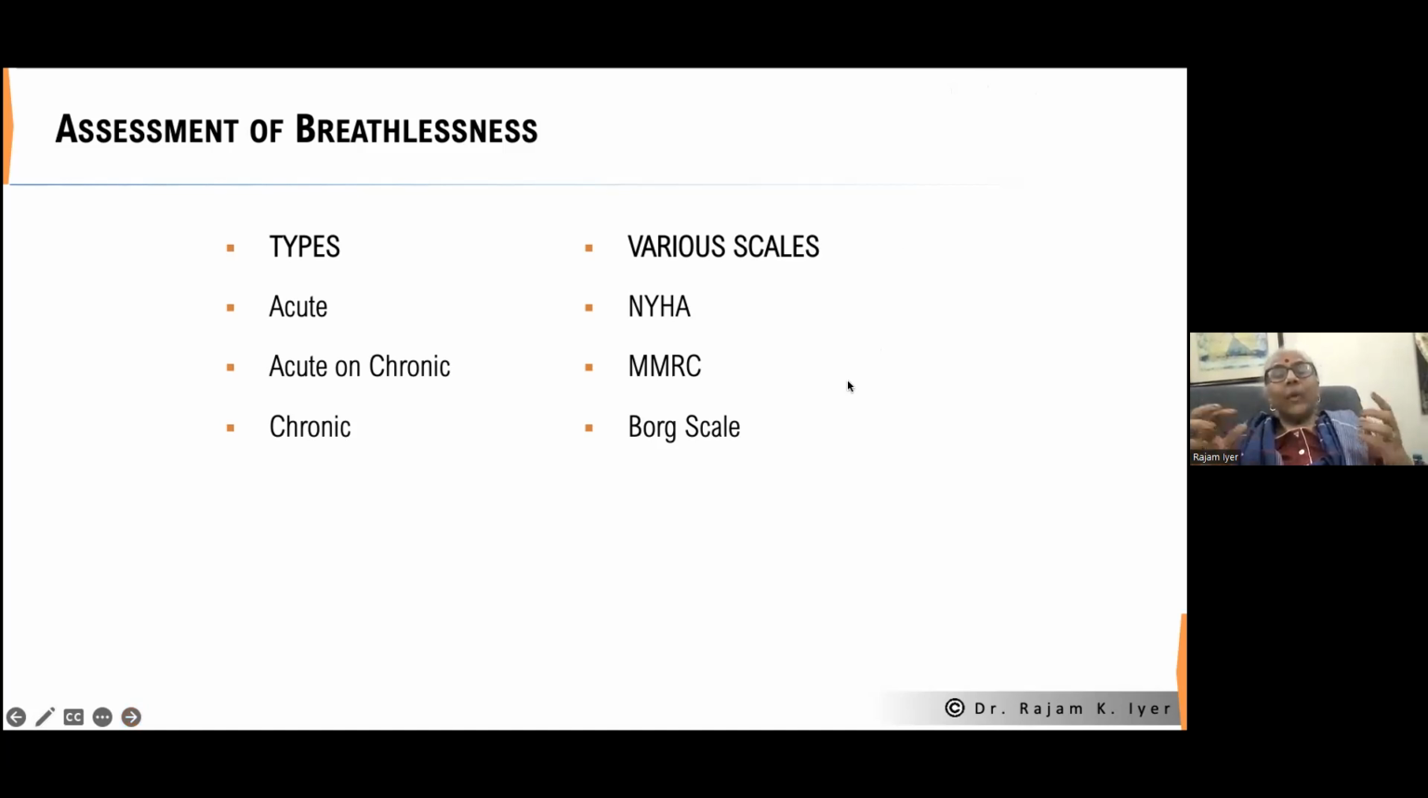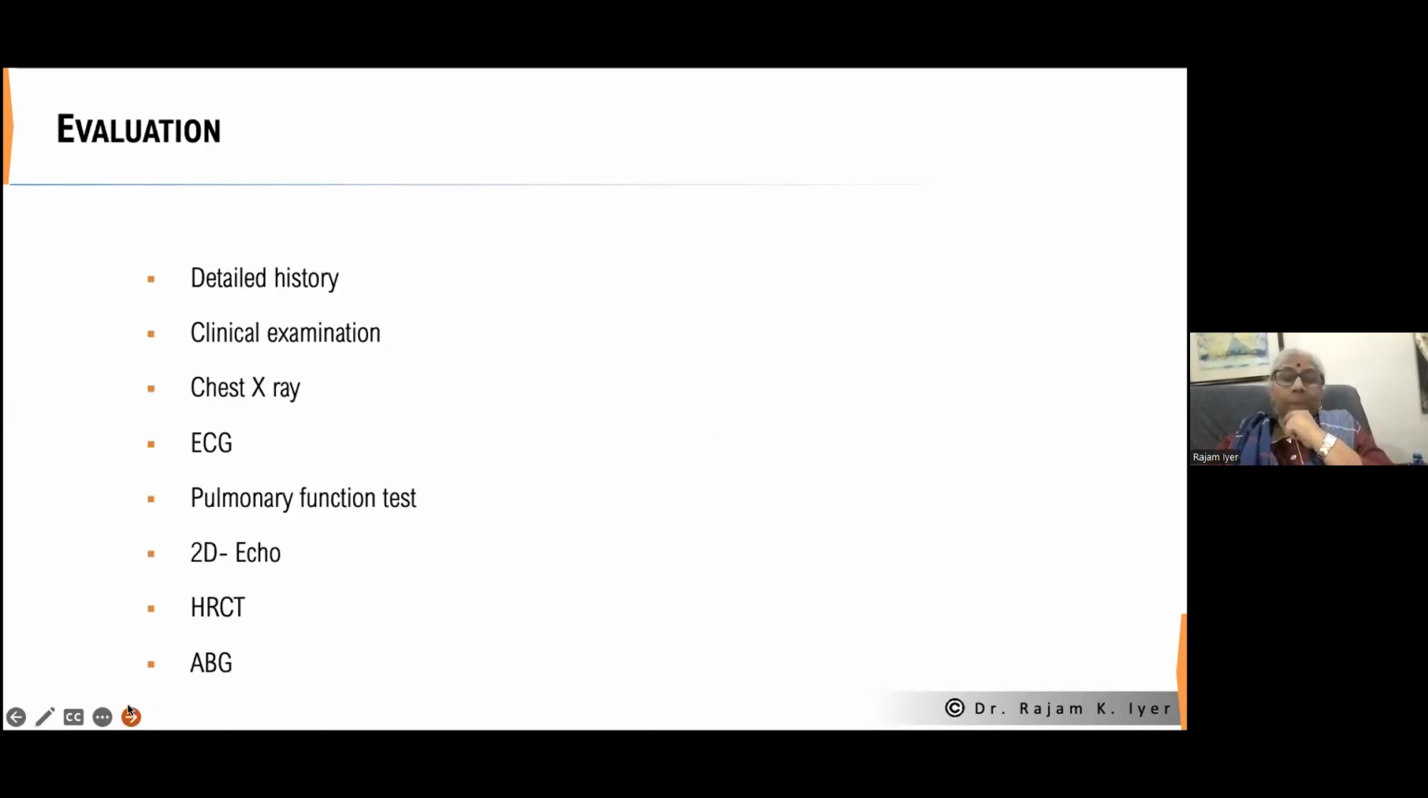So you need to have an assessment for your symptom so that you know whether your intervention is actually making a difference. Also, you can impress upon the patient that earlier you were able to do 1, 2, 3, 4, and now you're able to do 1, 2, 3, 4. So impress upon the patient also how well he has become with the interventions. So, types of breathlessness and assessment.